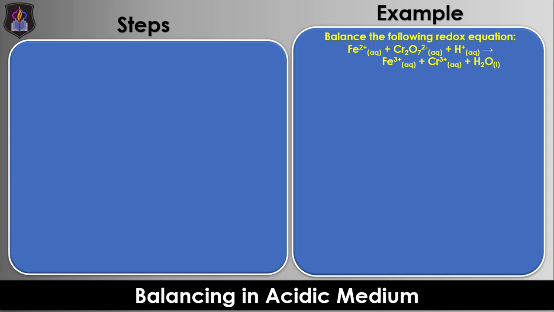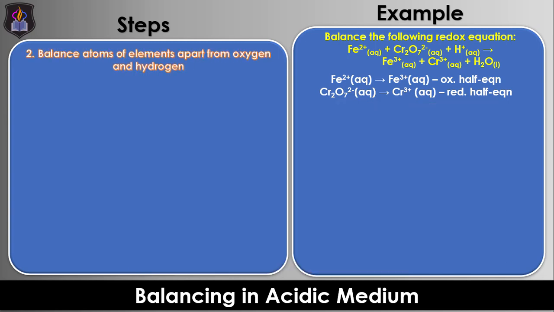Except it is clearly stated, a reaction in an acidic medium is always identified with the presence of the hydrogen ion. We divide the equations into two half equations using changes in the oxidation states of iron and chromium as shown on the screen. Please refer to our tutorials on oxidizing and reducing agents and how to calculate oxidation numbers for a better understanding. The next step is to balance atoms of elements other than oxygen and hydrogen by using coefficients. This step is not applicable to the oxidation half equation as there is an equal number of iron on both sides of the equation.